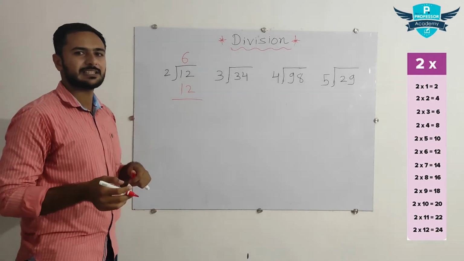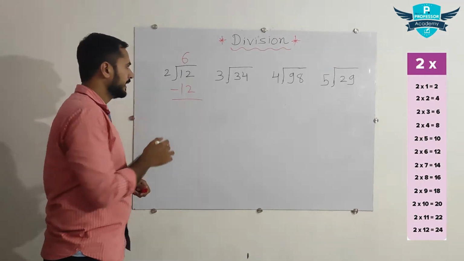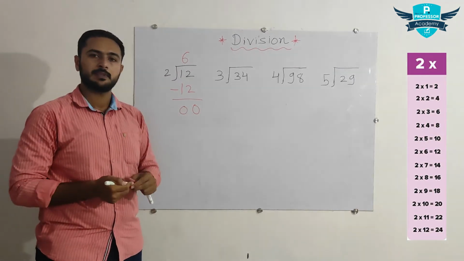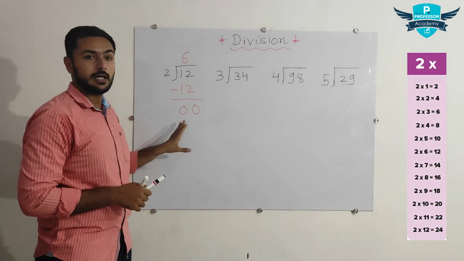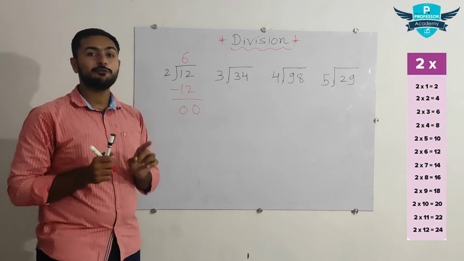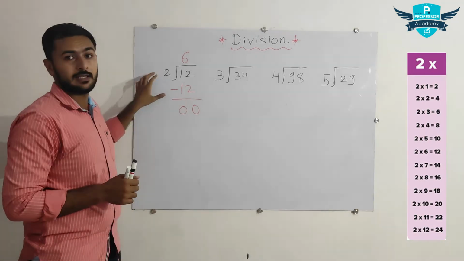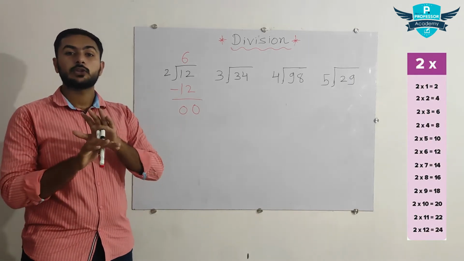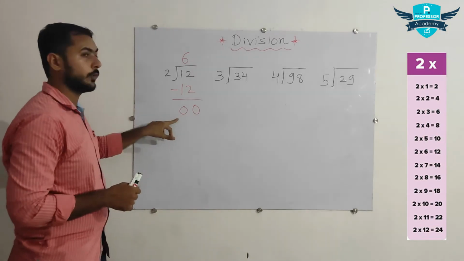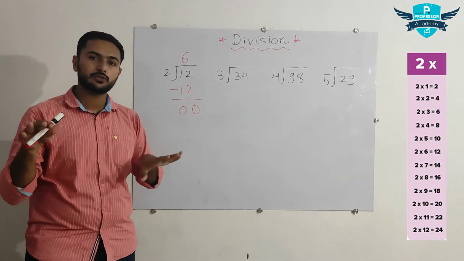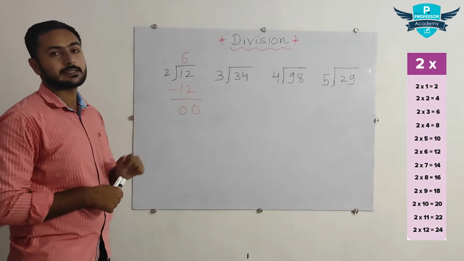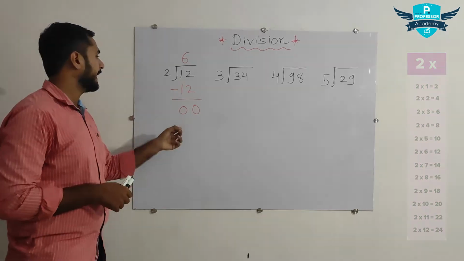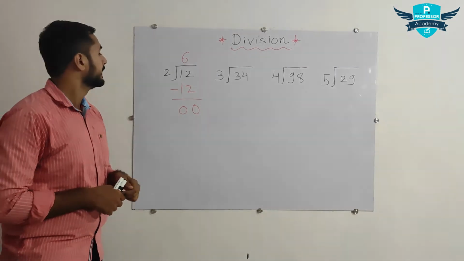And the next step, what will we do? Subtraction. So here is the sign of subtraction. 2 minus 2 is 0. 1 minus 1 is again 0. Done. As I told you, if the number you get here is smaller than the divisor, it means your calculation is over. Now here the number is 0, and 0 is smaller than 2, so our calculation is over. Now just identify that 12 is the dividend, 2 is the divisor, 6 is the quotient, and 0 is the remainder.